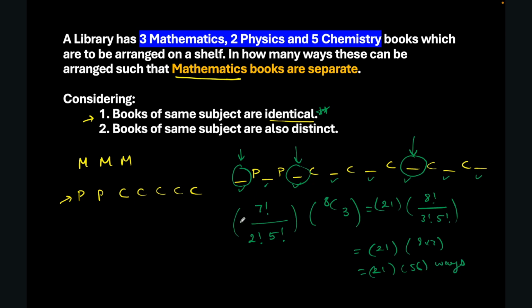Again, the whole idea is first create the permutations for just the physics and the chemistry books and then multiply it with the empty spots that can be taken up by the math books. Again, this is quite a common question. You might come across this when you're practicing. Now let's look into the second part on the next page.